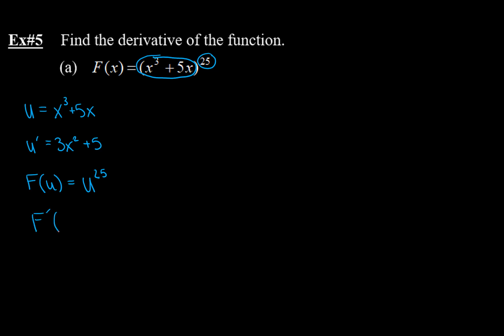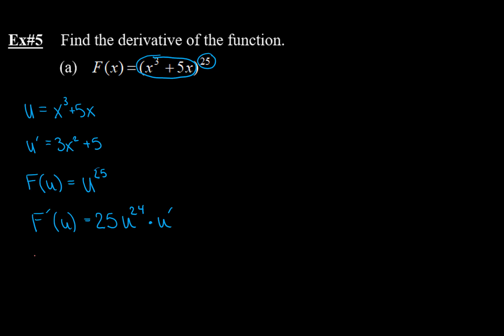And if I take the derivative of f of u, what I'll do is I'll bring the 25 down in the front. I keep the power rule, I keep the u the same, and then I reduce this power of 25 by 1. And then I remember to multiply my answer by du dx, or my u prime.